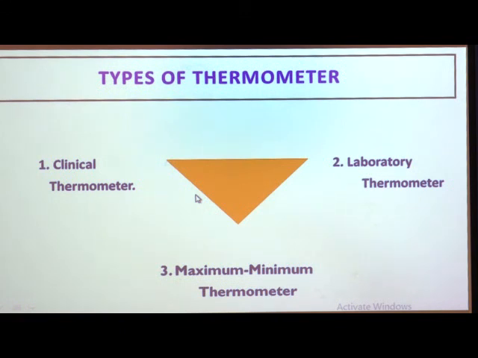They are classified into these 3 types on the basis of their use, where they are used. For which particular purpose it is used, on this basis these thermometers are divided into these 3 types: clinical thermometer, laboratory thermometer, and maximum and minimum thermometer. So let us know about these types of thermometers one by one.